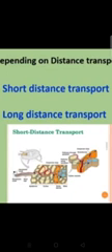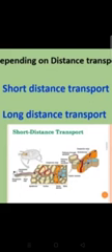Depending on the distance transported, there are two types. The first one is short distance transport and the second one is long distance transport. Short distance transport means the water movement is from higher concentration to lower concentration.